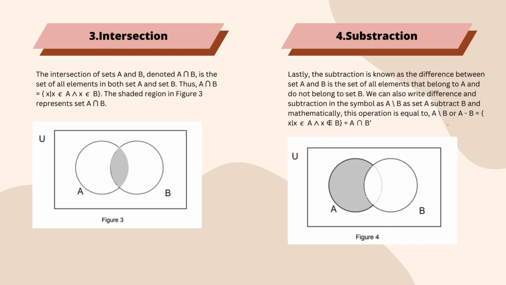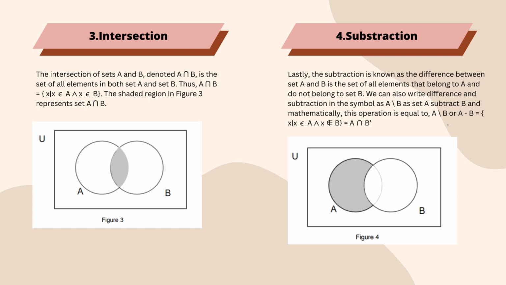Okay, next is the third operation, which is intersection. The intersection of sets A and B, denoted A ∩ B, is the set of all elements in both set A and set B. So as we can see, the shaded region in figure 3 represents set A ∩ B.